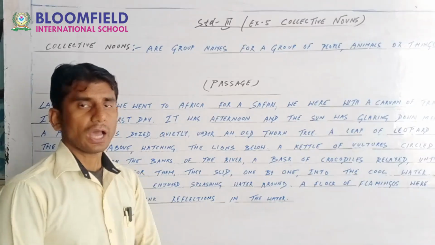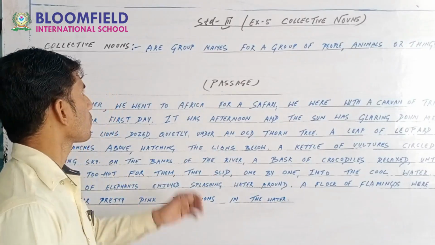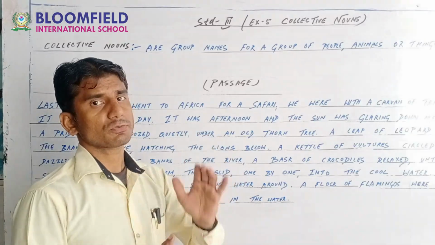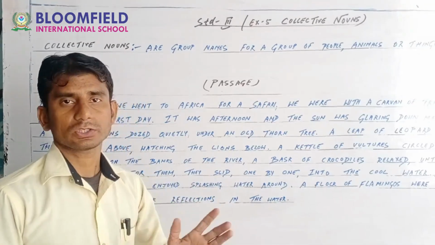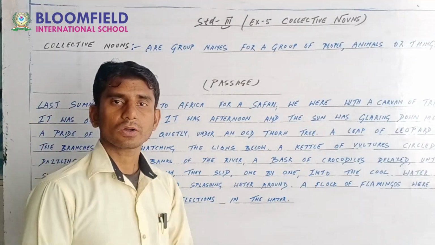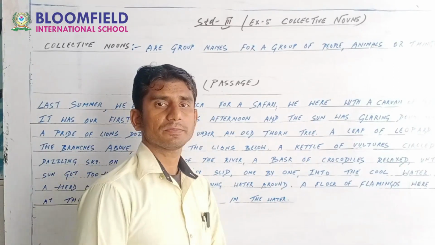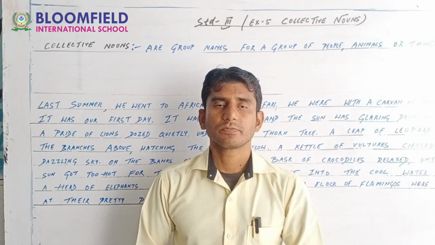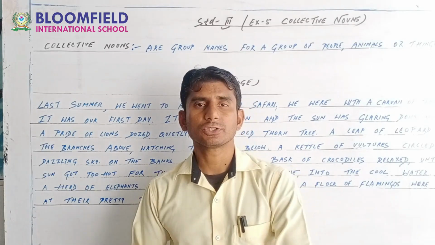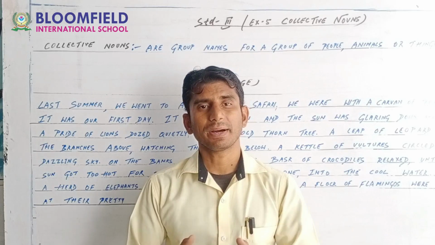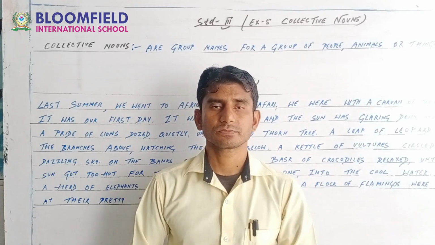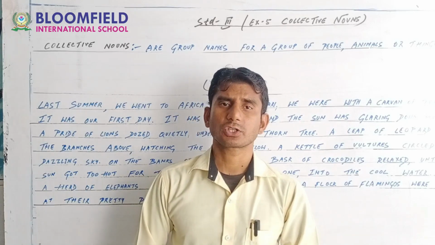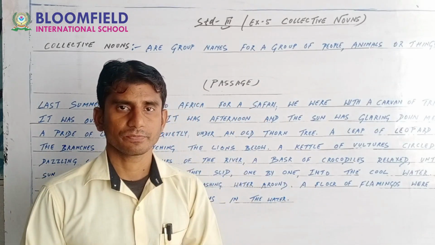Collective nouns. I have mentioned the definition here. Collective nouns are group names. They are group names for people, persons or things. Suppose, for example, you have many keys. So what are you going to say? A bunch of keys, a bunch of grapes, a galaxy of stars. These are examples of a few collective nouns.